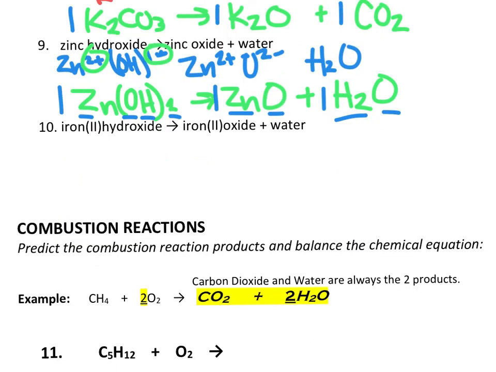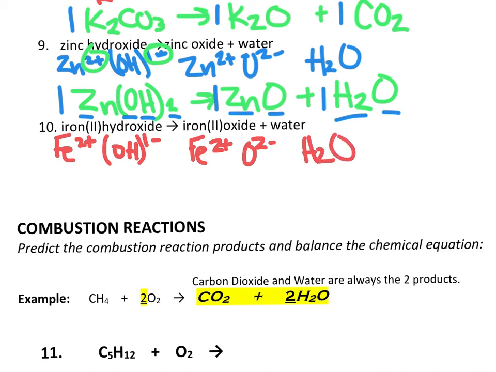Next one might intimidate people at first. They think, whoa, why are there Roman numerals? But remember, iron 2 just tells you that iron is a +2 charge. Hydroxide, if you look on the ion sheet, always has a -1 charge. So iron 2, this is nice. We don't even have to look it up. It tells us what the charge is. Oxide's always 2-, and water we know is just H2O.